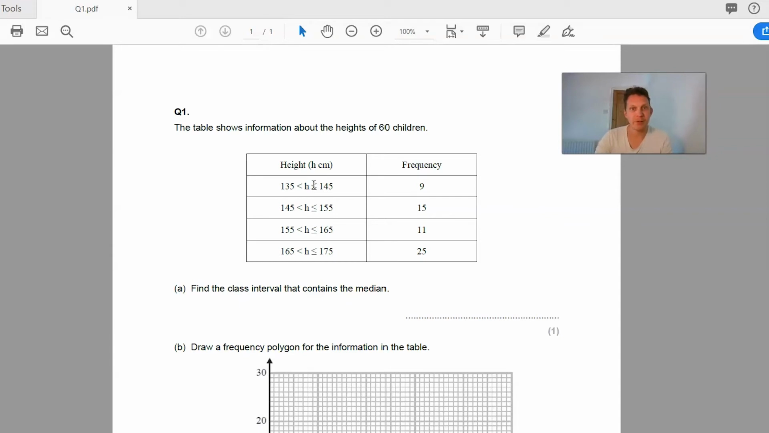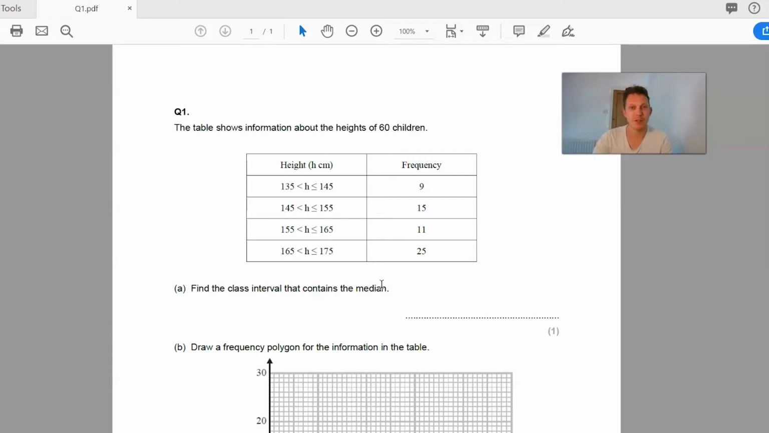This is a great way of saving time recording everybody's individual height because that will take more time, but also it's much more annoying to read all the individual bits of data if you don't need to know all of that. So let's just have a look through this like in an exam, and we'll just get going. So the table shows information about the heights of 60 children. Here it is. Let's find out what they're asking us to do with it. A, find the class interval that contains the median.